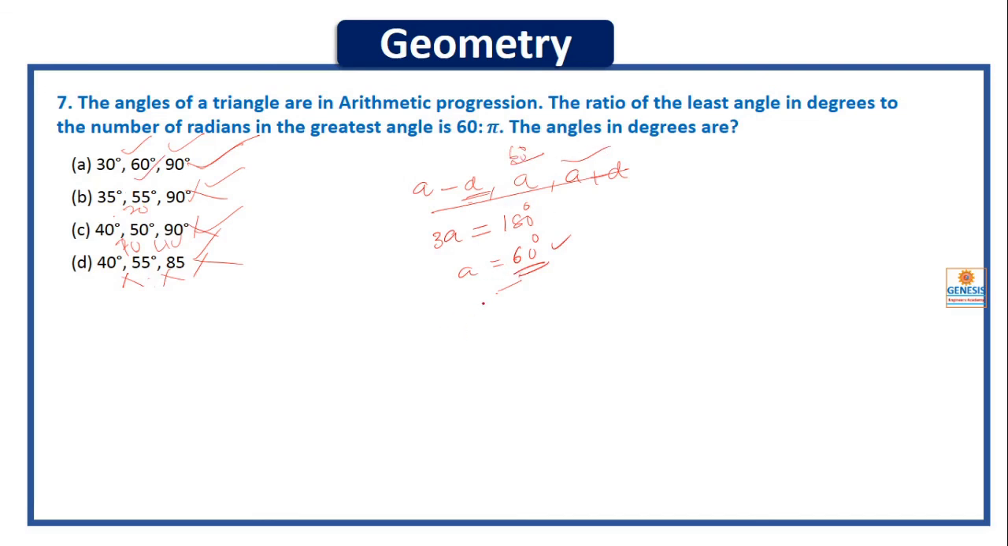And he is asking for the ratio of the least, that is A minus D, to the greatest, A plus D, which is equal to 60 by 5. Pi is equal to 180 degrees, so you can convert that one, 1 by 3. You multiply, and you can find out what D is also. But that is the lengthy process. First, you have to find out the answer by eliminating. So this is in arithmetic progression.